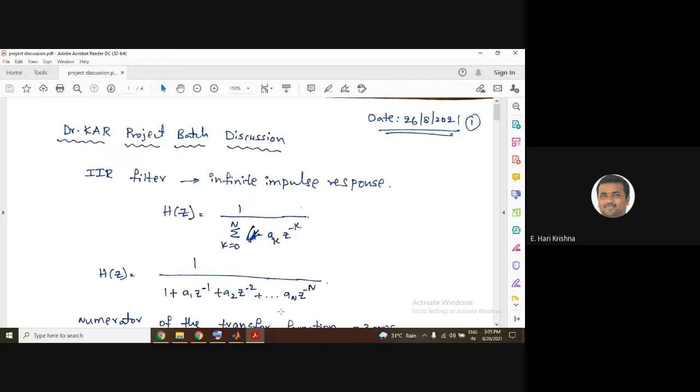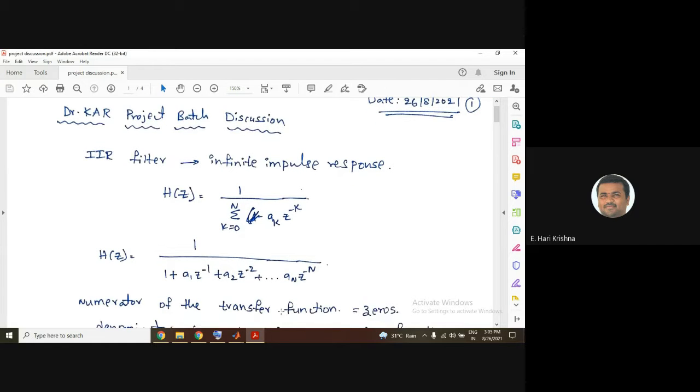I welcome you all to the continuation discussion of our project. So today I want to give some basic insights of filtering concepts, which are very much required for our PPG signal processing application. The first one is the IIR filter. The name itself indicates that it has infinite impulse response.